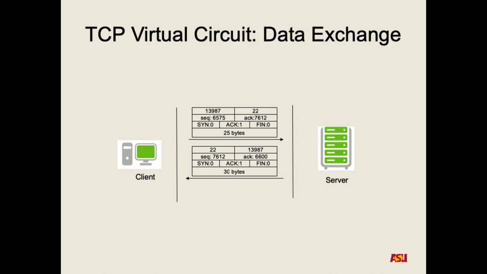So let's say the server in this message sends back 30 bytes of data back to the client in response to that. Then what is the client going to send back to the server to acknowledge that it received that information? The ACK plus 30. Yeah, so it'll take the sequence number of the server, 7612, add 30 to it, and use that as its acknowledgement number. What's it going to send as its sequence number? 6600, exactly. So, is that right? Good. Look, the numbers add up. Always good.